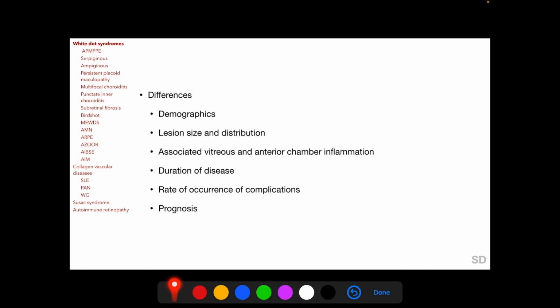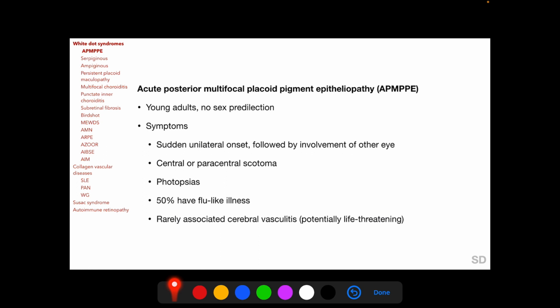But among the white dot syndromes, there are differences also, and the differences occur in the demographics of the particular disease, in the lesion size and distribution in the posterior segment in the retina and/or the choroid, the associated vitreous and anterior chamber inflammation, duration and course of the disease, rate of occurrence of complications, and prognosis. So there are some similarities among the white dot syndromes, and there are also differences between them. So the first white dot syndrome we are going to discuss is acute posterior multifocal placoid pigment epitheliopathy, or APMPPE.